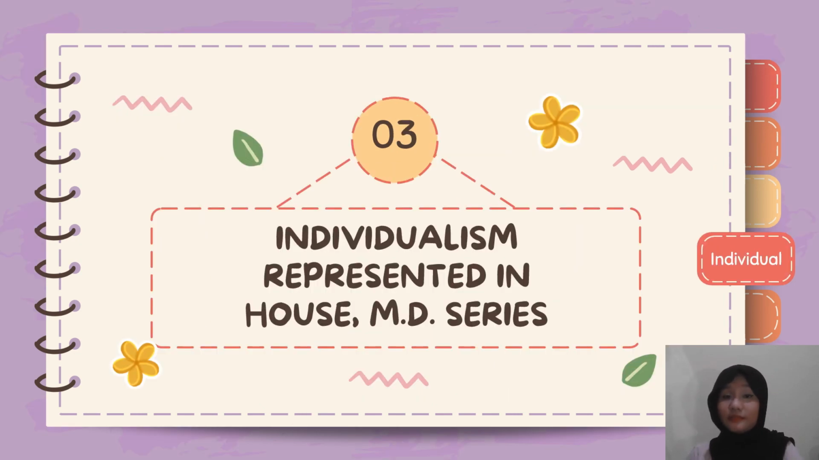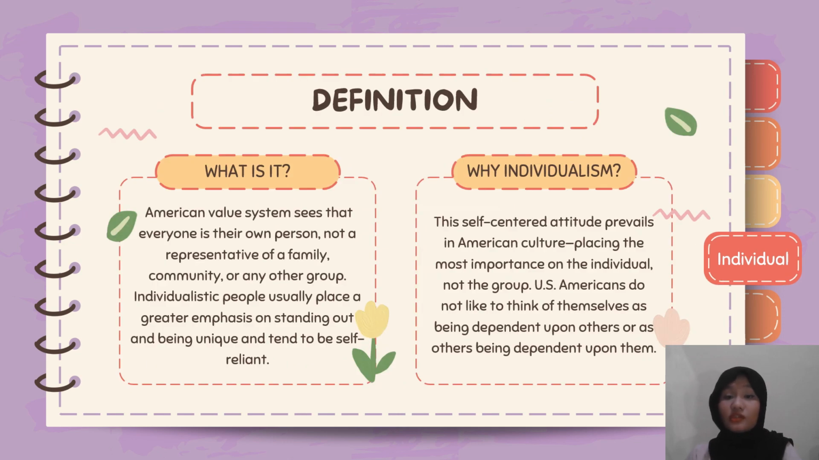Moving on to the third part, individualism represented in the House MD series. First things first, we're going to start with the definition of individualism. What is exactly individualism? The American value system sees that everyone is their own person and not a representative of a family, a community, or any other group. Individualistic people usually place a greater emphasis on standing out and being unique, and tend to be self-reliant.